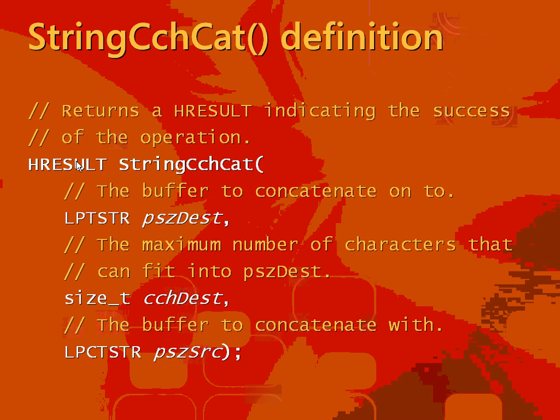So if you create a buffer that is 64 characters, you can pass in 64 as the value here, and then the string cat method will know that it can copy in 63 characters and then null terminate that. And then finally, the third parameter we have here is the buffer to concatenate with.